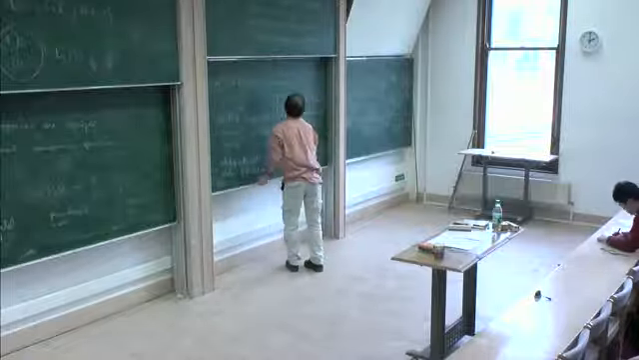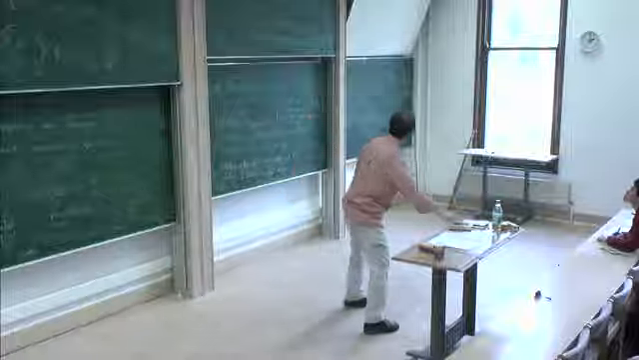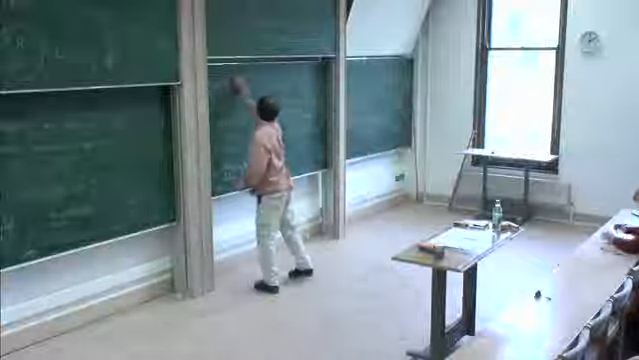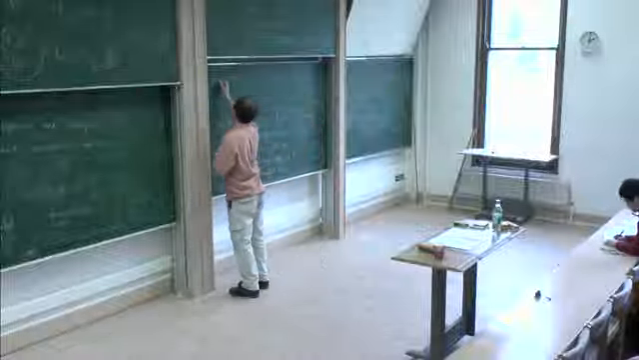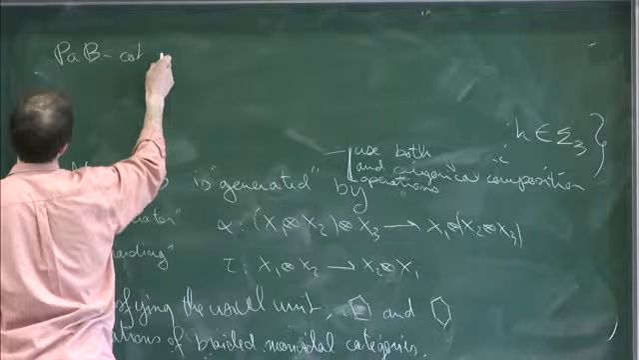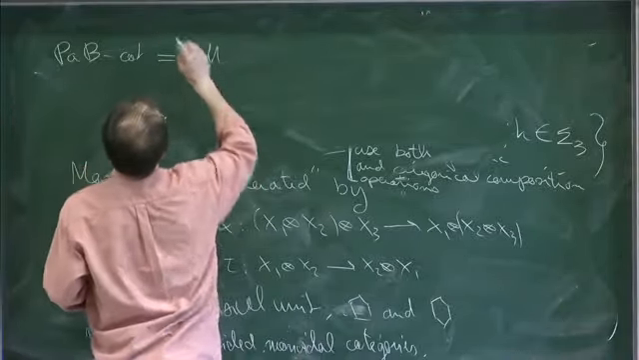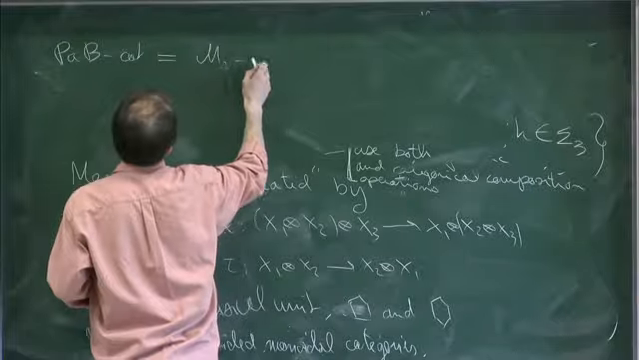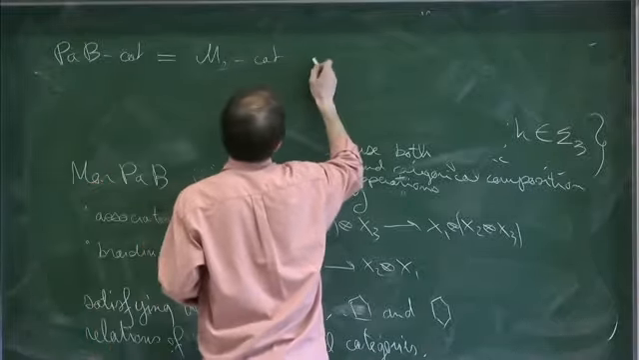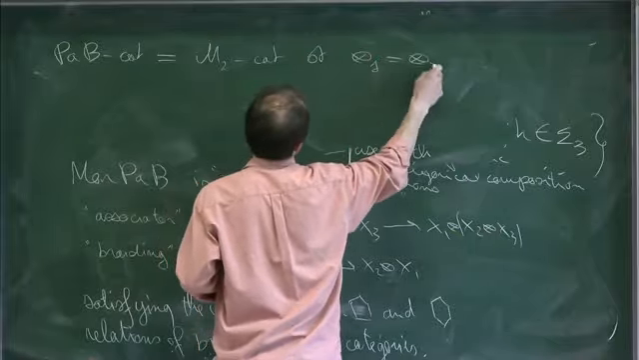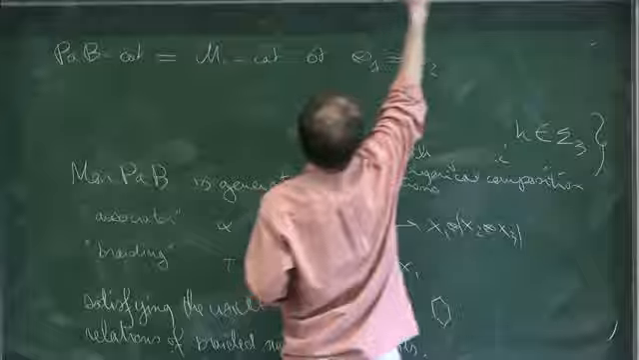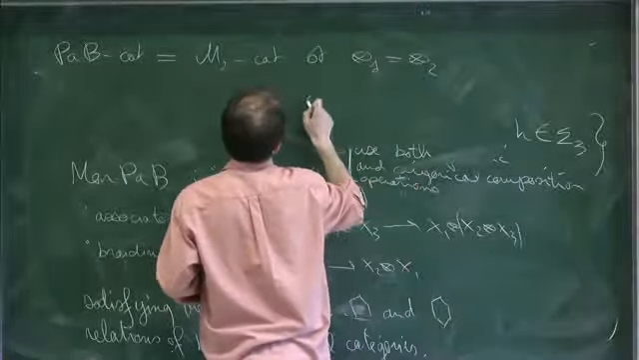And braided monoidal categories are the same thing as two-fold monoidal categories such that the first tensor product is equal to the second one, and this distribution morphism is an isomorphism.